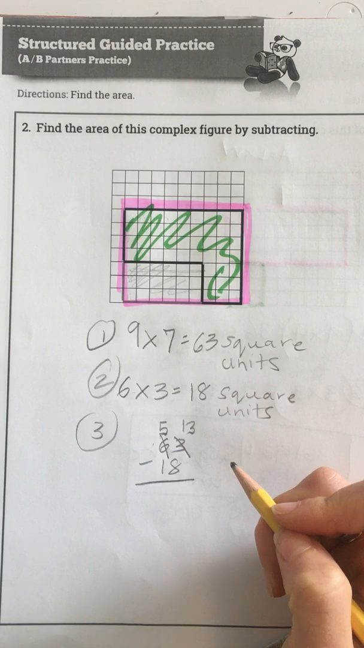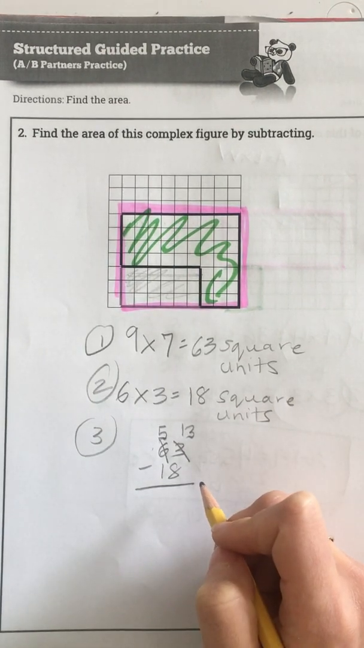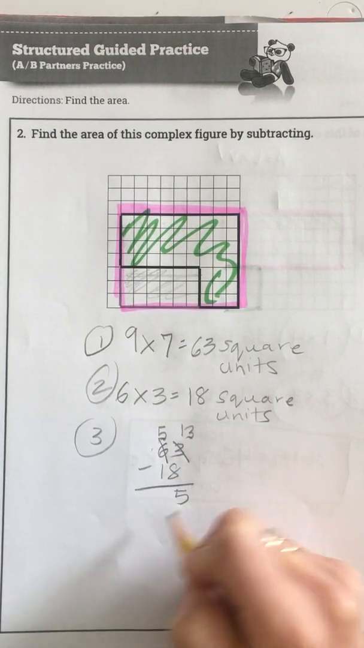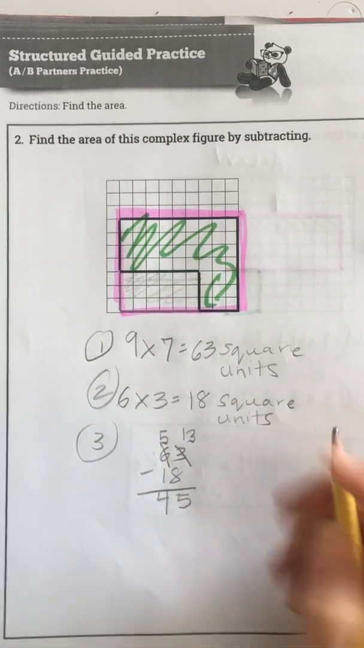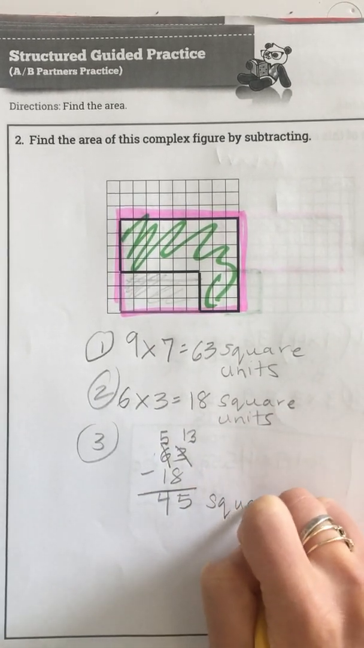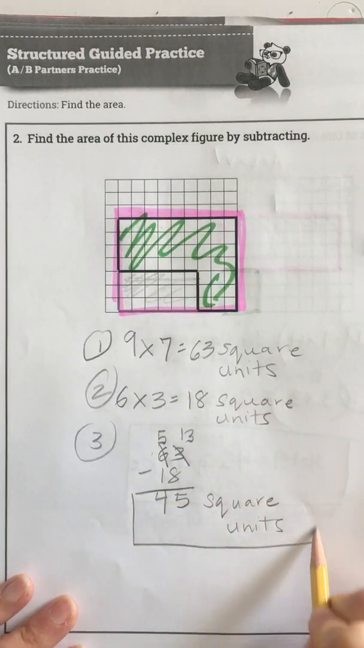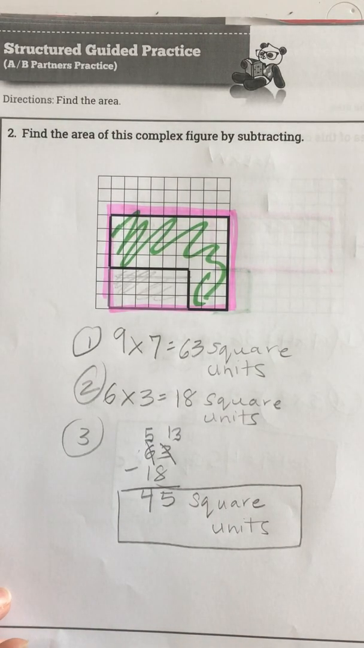Are you with me? Okay, 13 minus 8, what is that? 5. 5 minus 4. Or sorry, 5 minus 1. I always do that. 4. So you should have gotten as your answer 45 square units. Is that actually the same answer on the other page? Because it was giving us the same shape, just 2 different ways to do it.